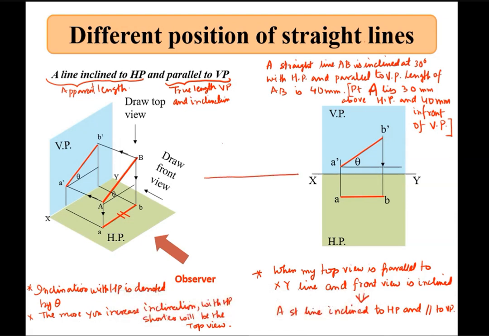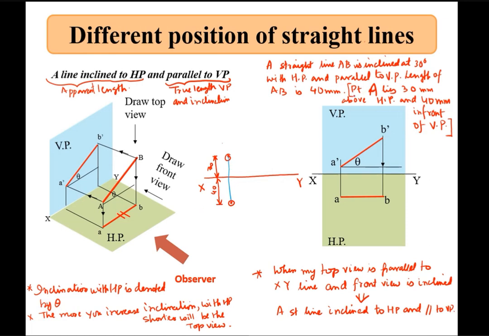So first, Manish, right? This is Manish. Yes, sir. So first, what I'll do is I will draw the XY line. Correct? Then I will locate point A. So A is 30 mm above HP. So this is 30, right? And point A is 40 mm in front of VP, right? So this is say 40 mm like this. This is point A, right?